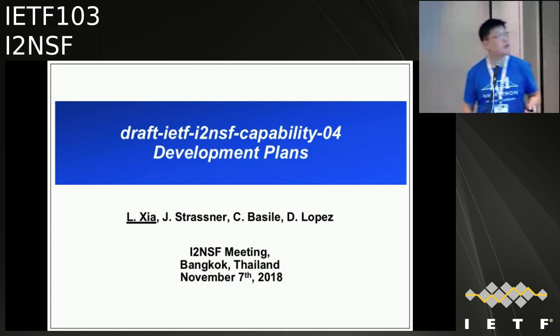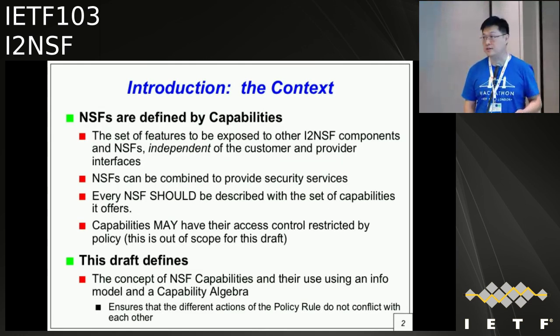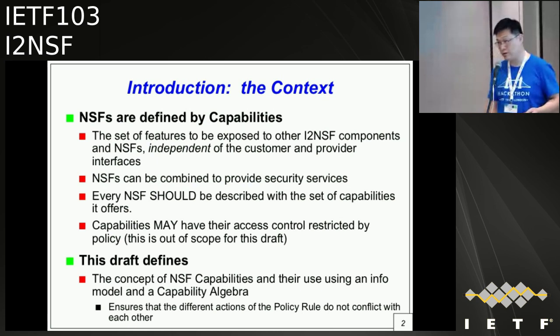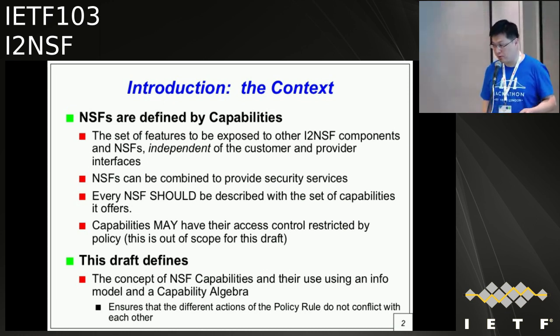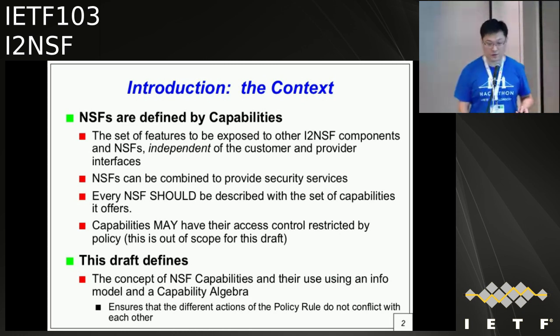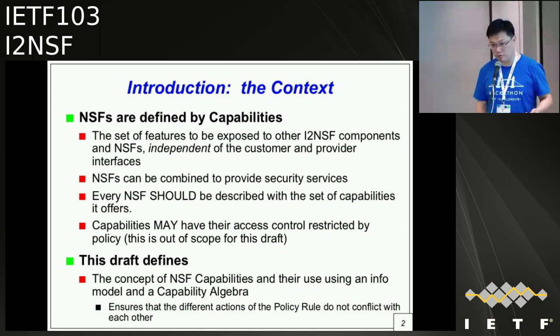The basic content does not change too much compared to the previous version. We just did some reorganization. Let me give a very quick recap of the basic concepts in this draft. We propose the concept of what a capability is and how we use capabilities to construct our security policy, and a capability algebra, which is a calculation method to combine different kinds of capabilities to represent a network security function. This is the whole idea of this draft.